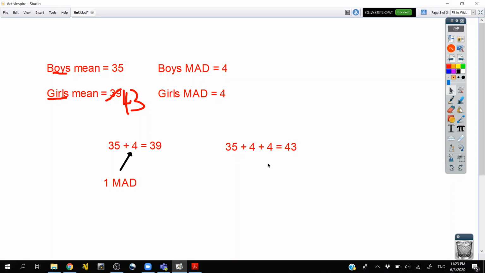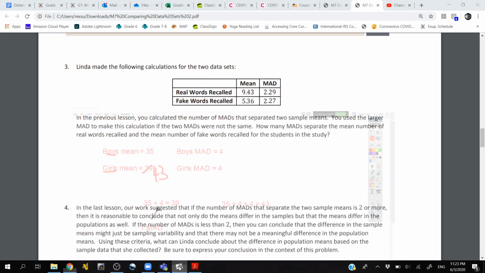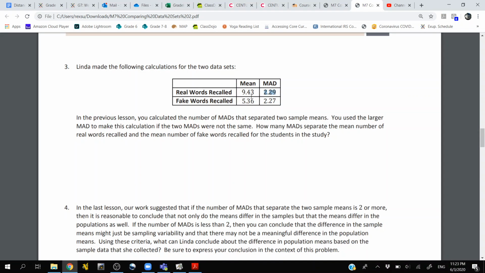The boys plus 1 is the girls. The boys plus 2 mean absolute deviations would make the girls, so if this were a 43, we would say this one is significantly different. We would say this one could be due to sampling error. Well, here, how many mean absolute deviations fit between those two means? That's what we're asking for here.